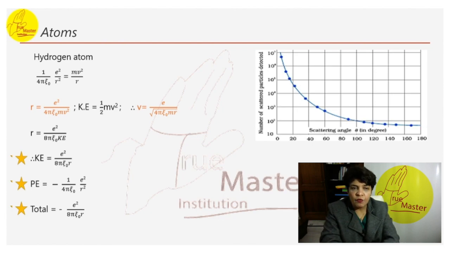We derive the following formulas for energy, the other part, which is the potential energy. So potential energy formula will become minus 1 by 4 pi epsilon naught e square by r. The total kinetic and potential energy, the sum of these two will make the total energy. When we add them up, it will become minus e square by 8 pi epsilon naught r. Okay, so this becomes the total energy.